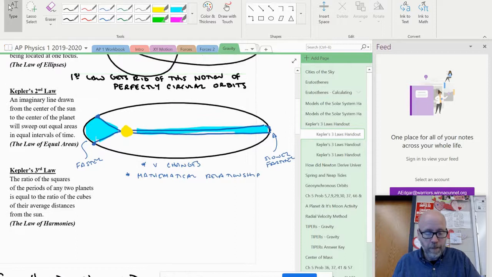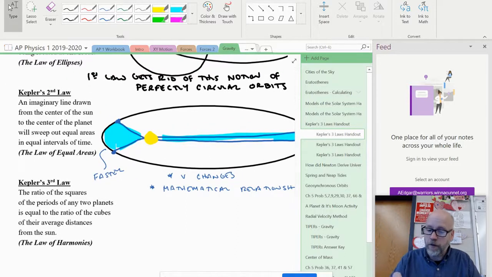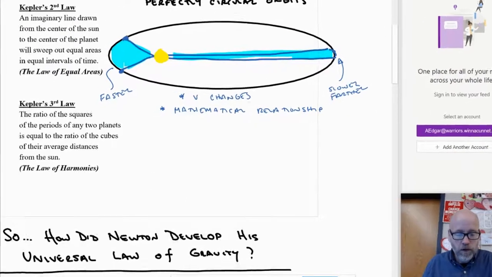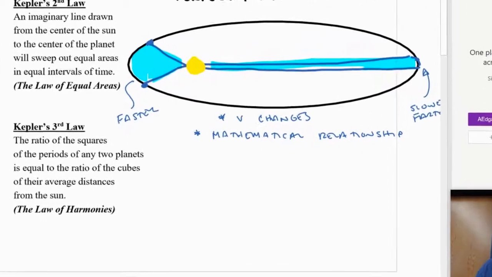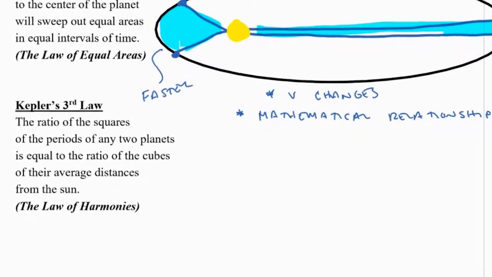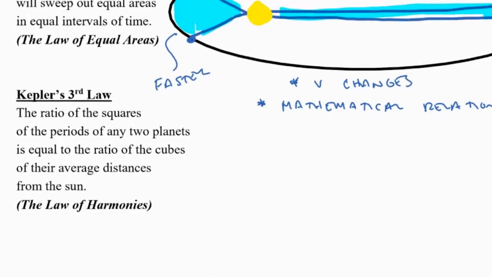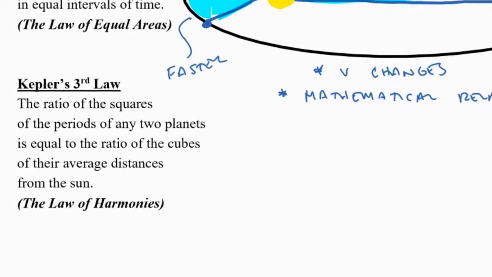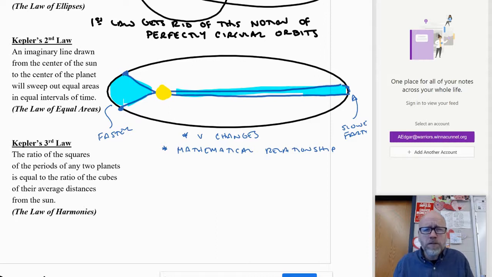Now, Kepler's third law, the law of harmonies, is his greatest achievement. It is. He was able to develop this 10 years after he had developed his first two laws of planetary motion, utilizing the data from Tycho Brahe. And here's what he found. He found that the ratio of the squares of the periods of any two planets is equal to the ratio of the cubes of their average distances from the sun. Huh? Which at this point you're saying, what was that?